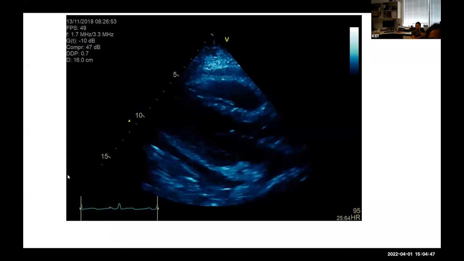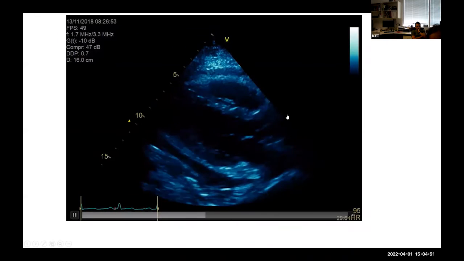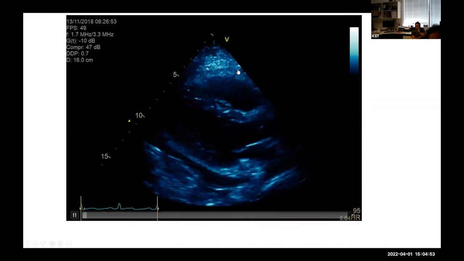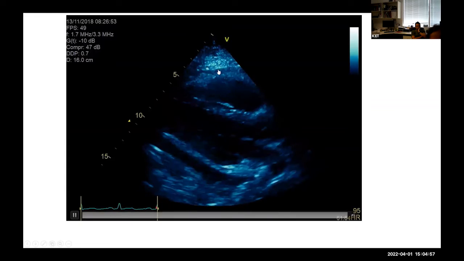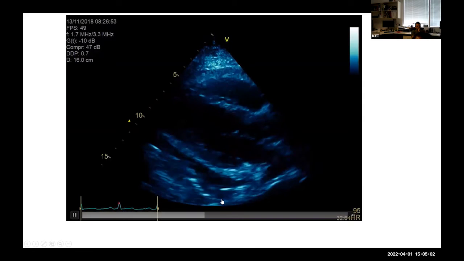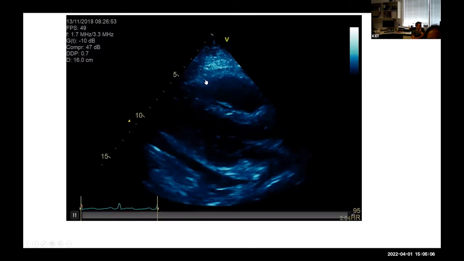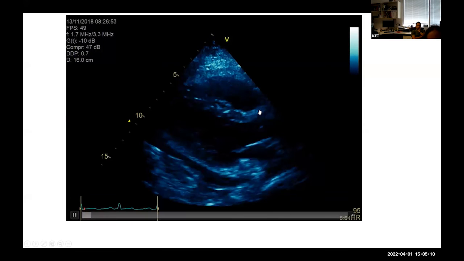All right, so this is the parasternal long axis view. We can see there's something in the pericardial space anteriorly as well as posteriorly. I think this is the descending aorta, so it is in the pericardial space. Otherwise, RVOT is... frozen.